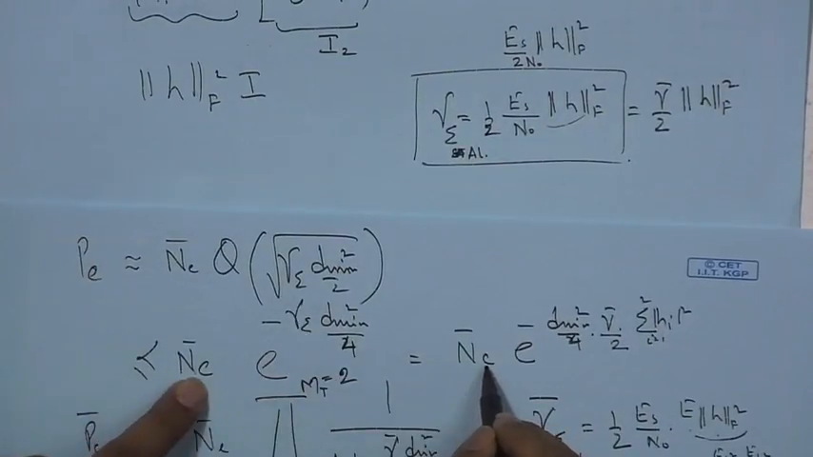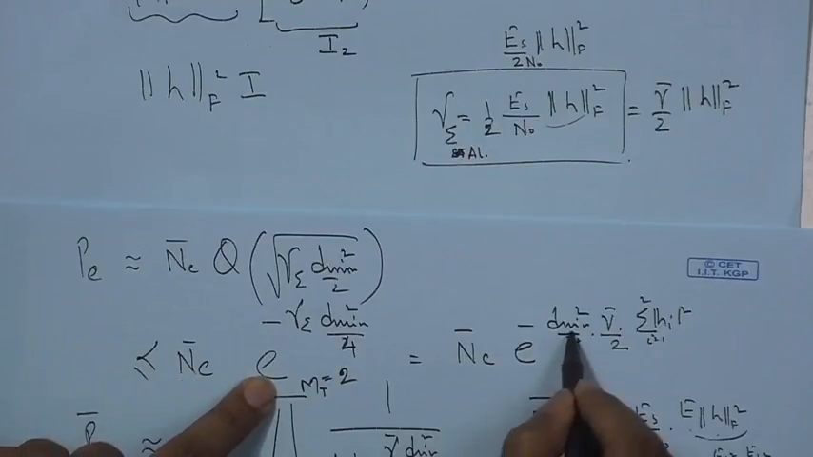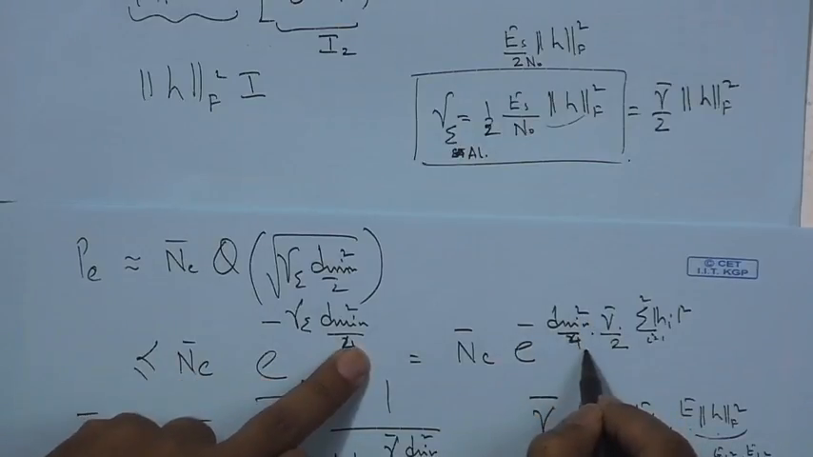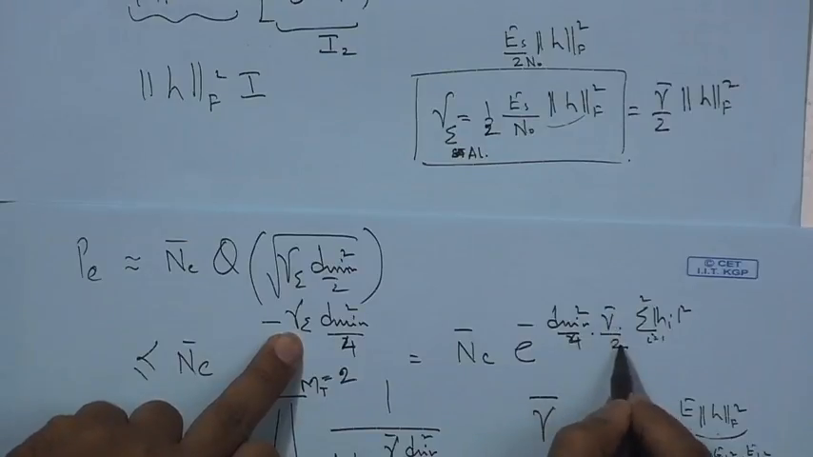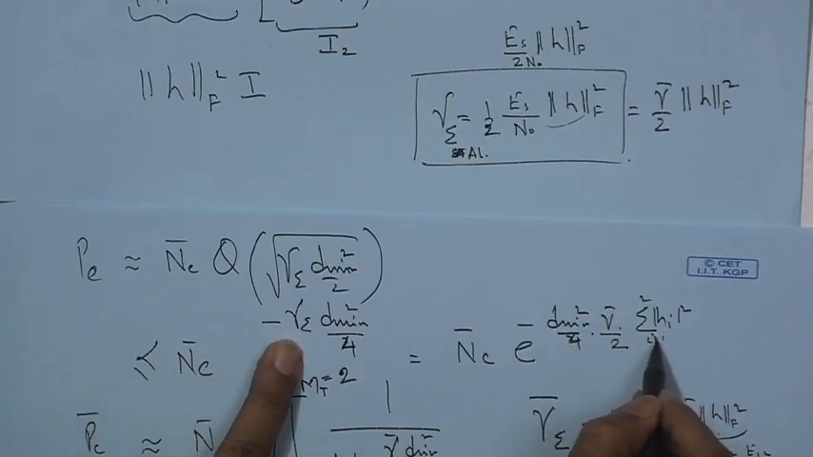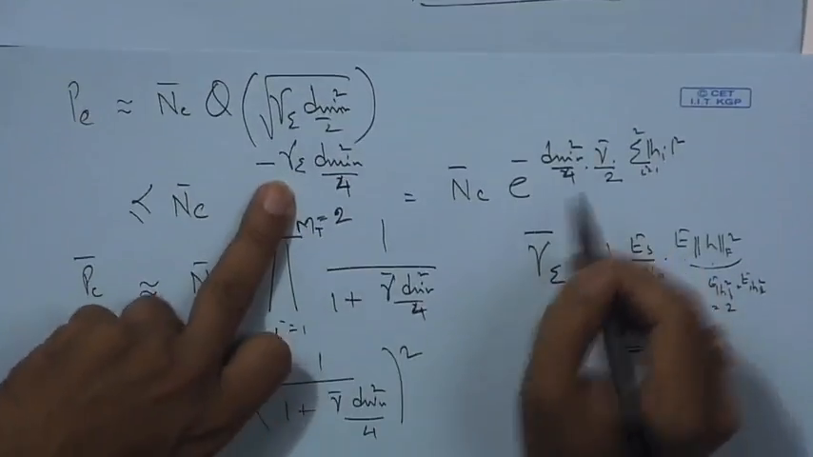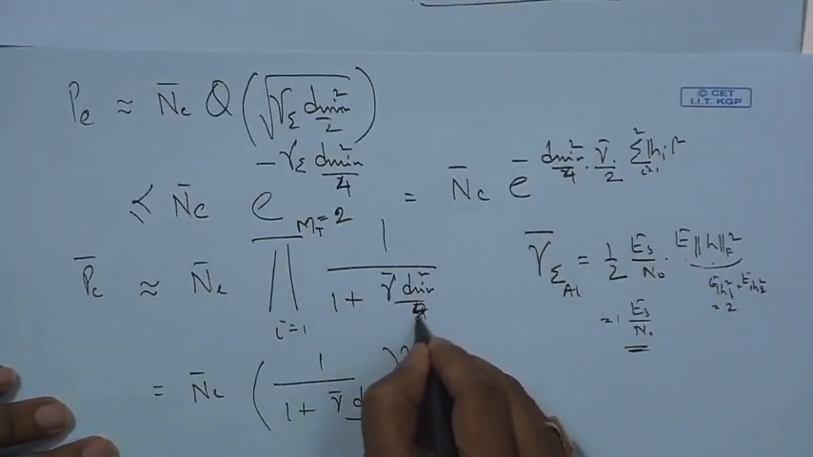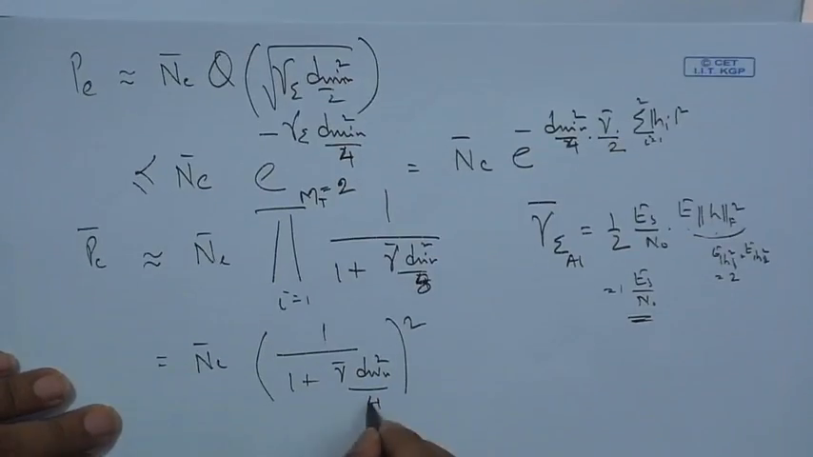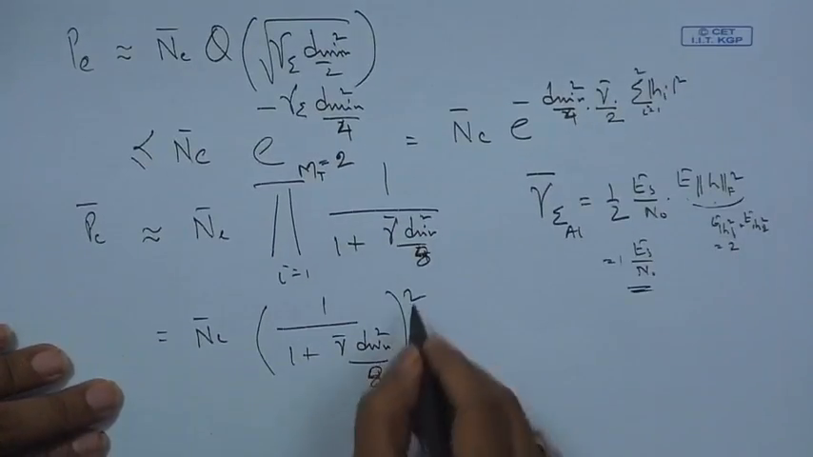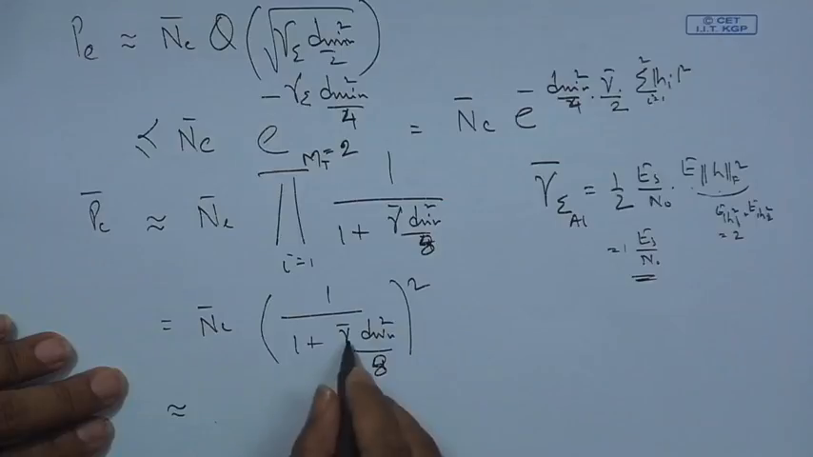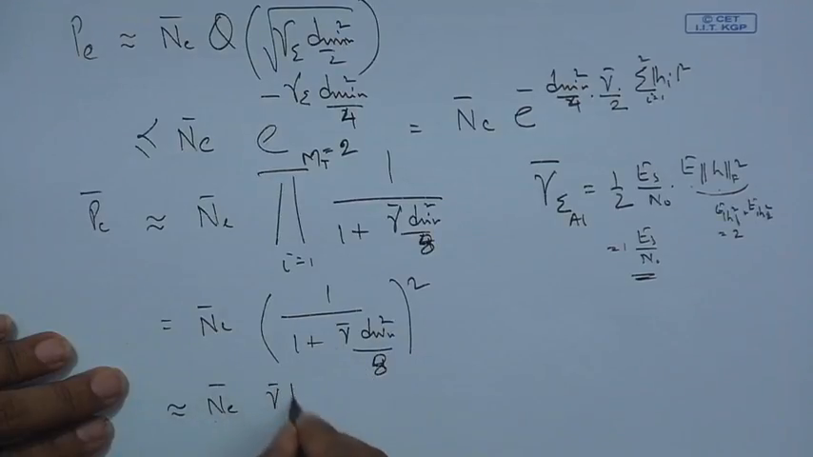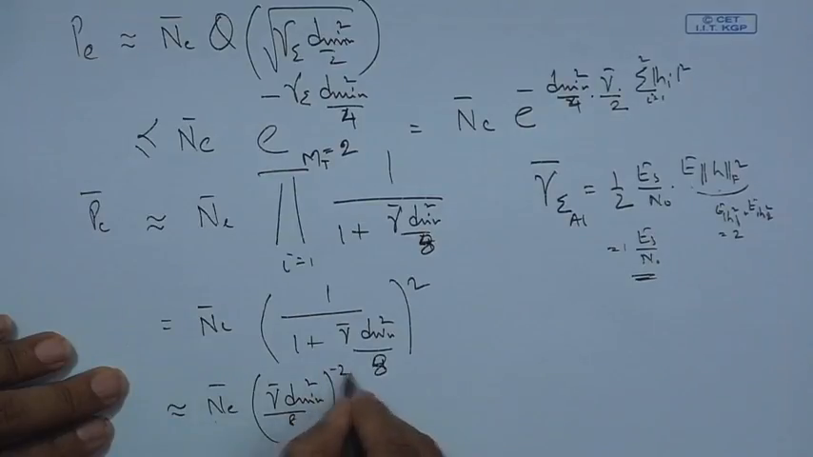When we move for gamma, NE bar is NE bar e to the power of d mean squared comes over here, 4 comes over here, this expands to gamma bar by 2, sum i equals 1 to 2 mod h i squared. So we have an 8 in the denominator. So 2 times 4 is 8. So approximately, when gamma bar is much greater than 1, you have NE bar times gamma bar d mean squared upon 8, to the power of minus 2.